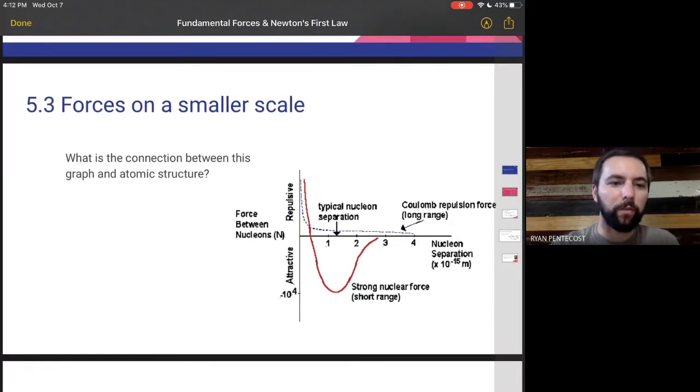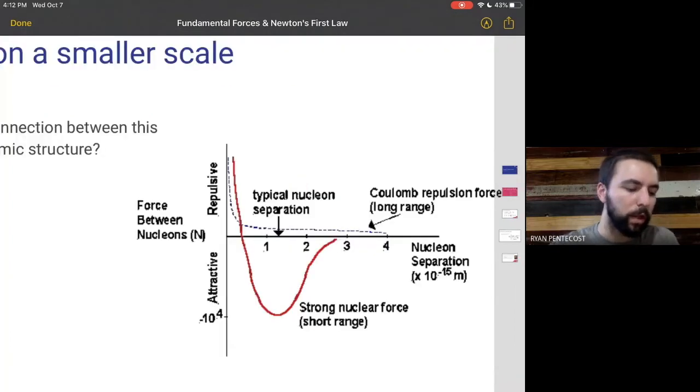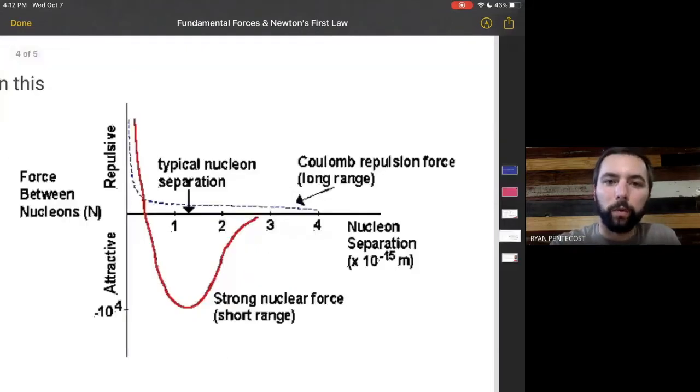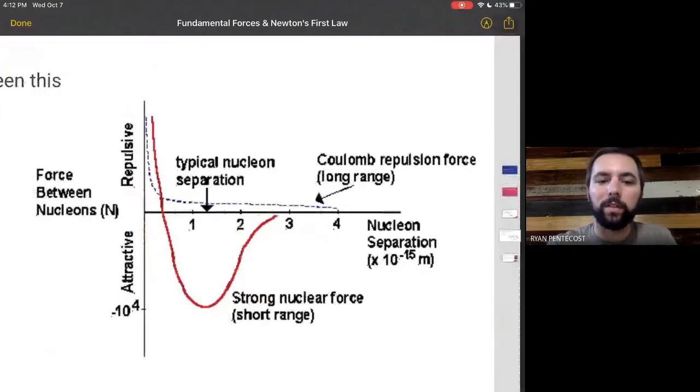We have this graph. I think it's a pretty cool graph. So this graph, if we look at it, I'm going to zoom in here so we can get a better look at this. So this is the force between nucleons. Okay, nucleons is another word for hadron. We're looking at the force between protons and neutrons, right? So the positive y-axis is repulsion. The negative y-axis is attraction.